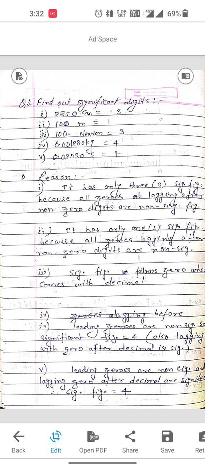0.001280 kg, the significant digits will be 4, because 0.00 will not be significant, but 1280 will be significant. 0.02030, then 2030 will be the significant digits, so the significant digits will be 4.